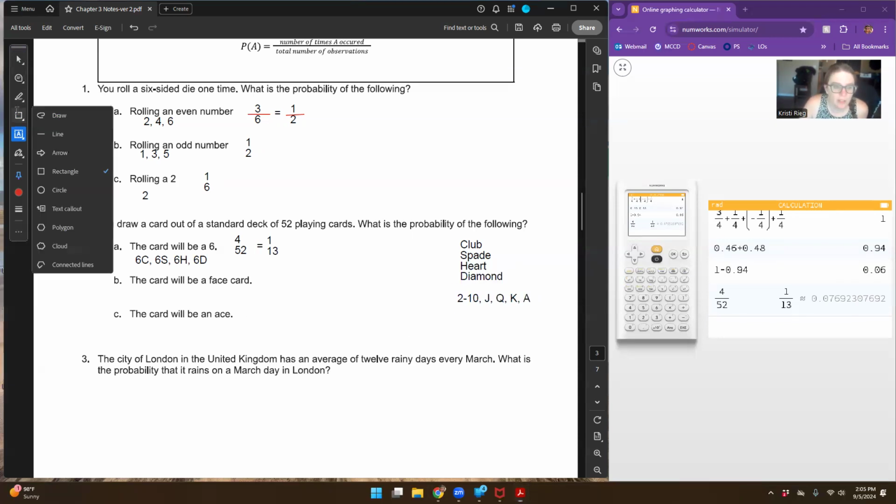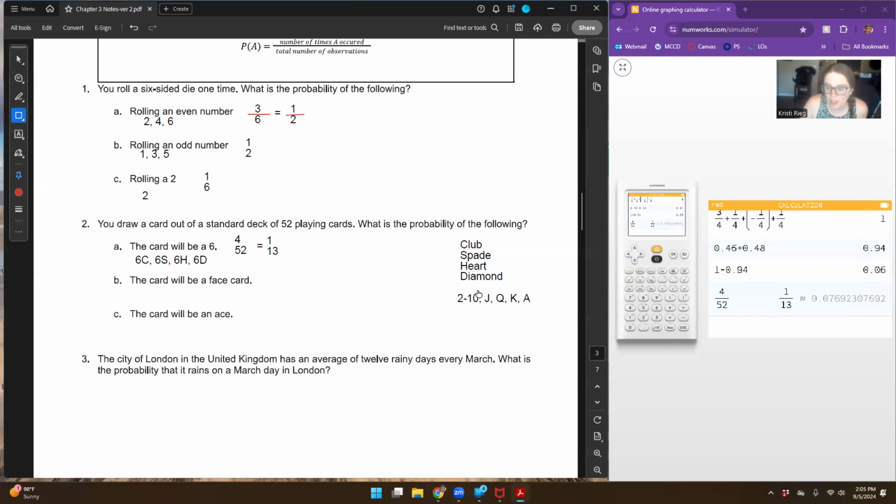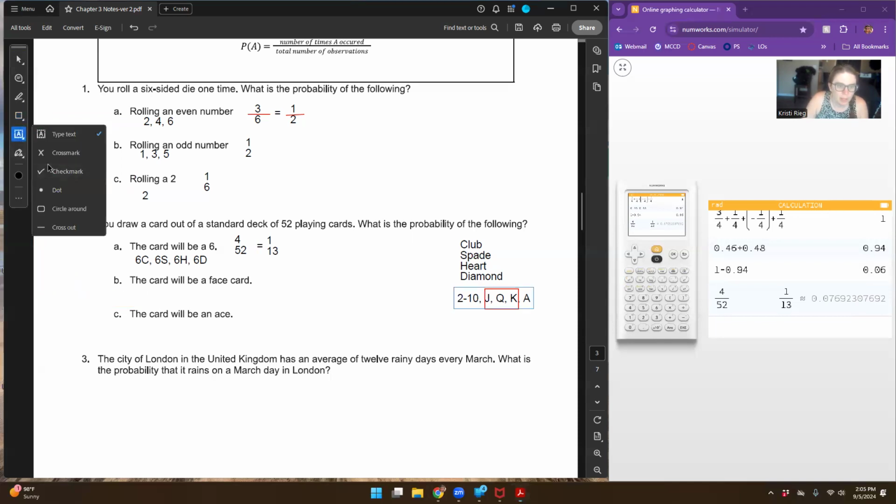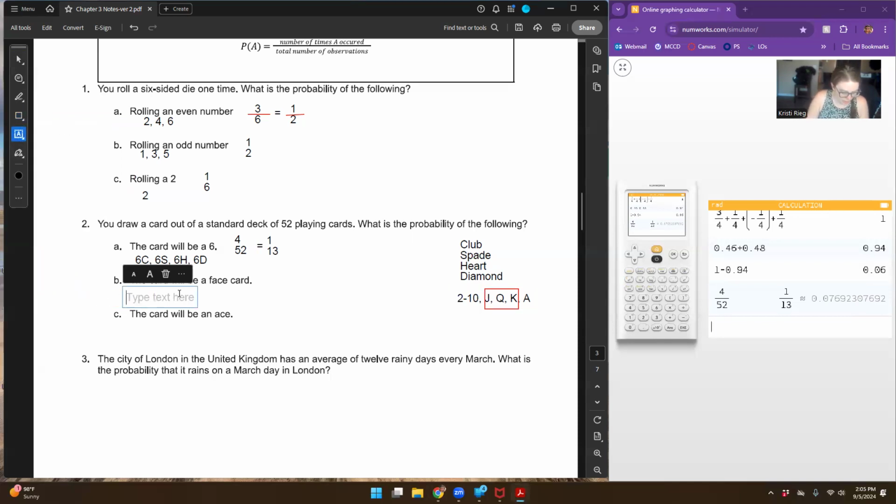So let's go back to what is a face card. Jack, Queen, and King are the face cards. Ace is not a face card. You'll see in part C, ace is an ace. So there's 3. So that means there will be 3 clubs. So we will have, I'm going to write them out real quick, the Jack, Queen, and King of clubs. So there's 3 right there.